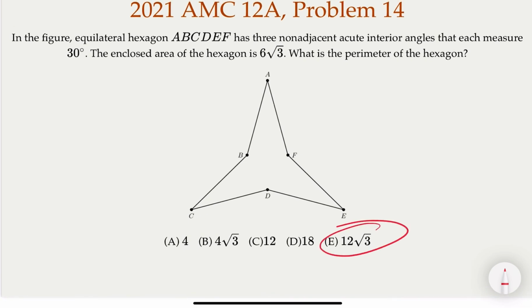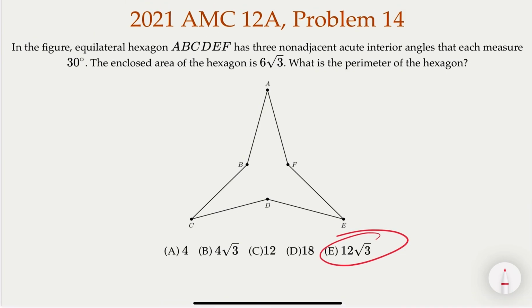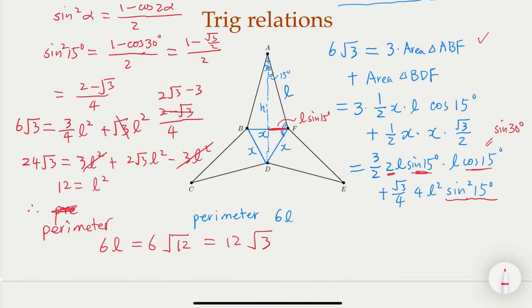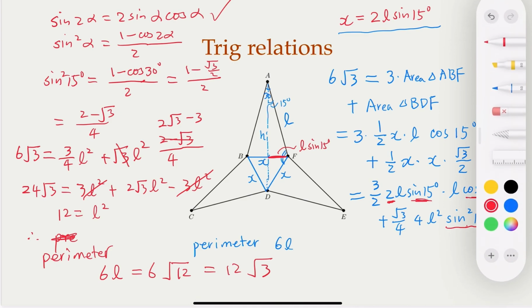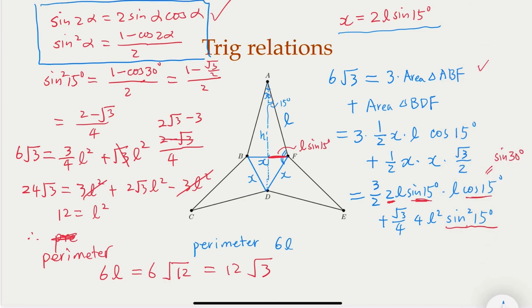Here, recall that we rely on some fundamental trig relationships, the half angle formula, some basic relationships for the area of a triangle, and also it's good to know the values of sine 30 degrees and cosine 30 degrees.